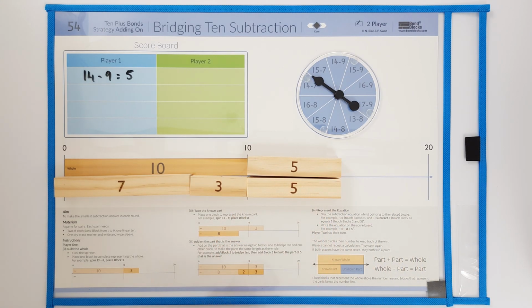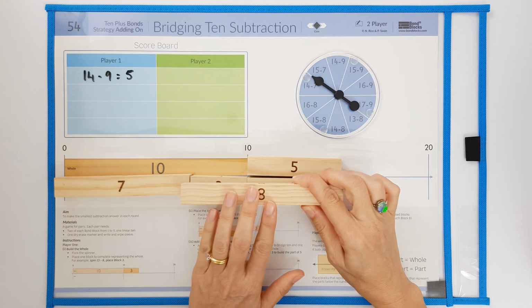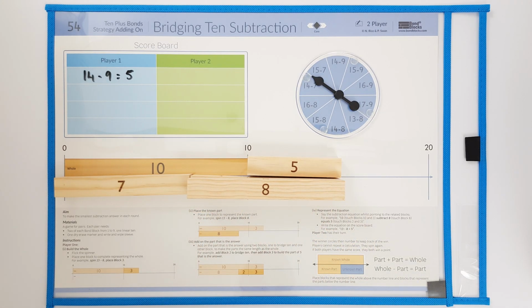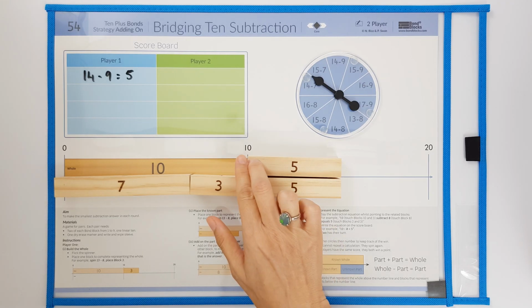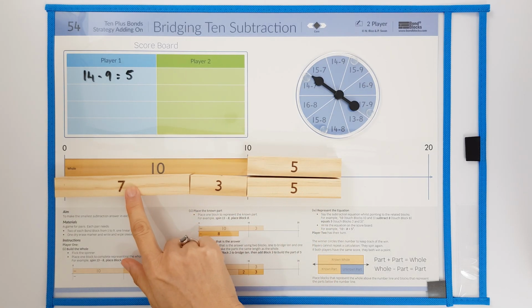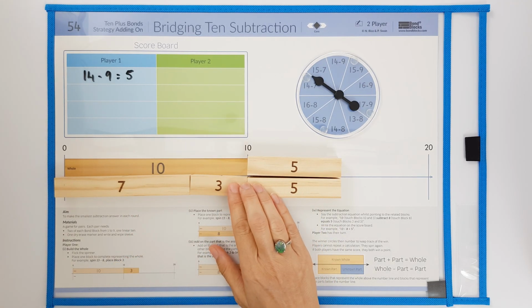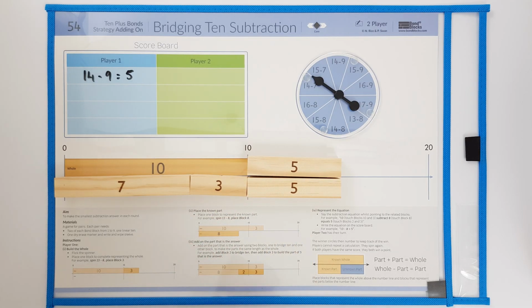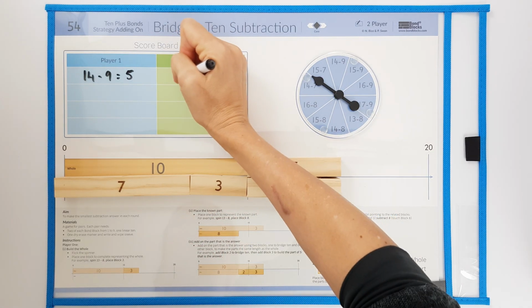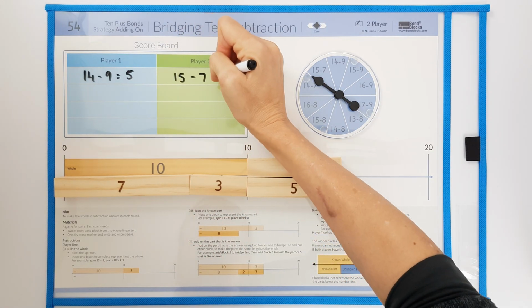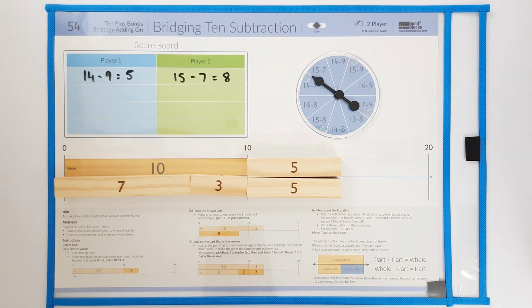They have added on 8, and I can check if I need to. I say the subtraction, 15 subtract 7 equals 8. And I write this down. 15 subtract 7 equals 8.